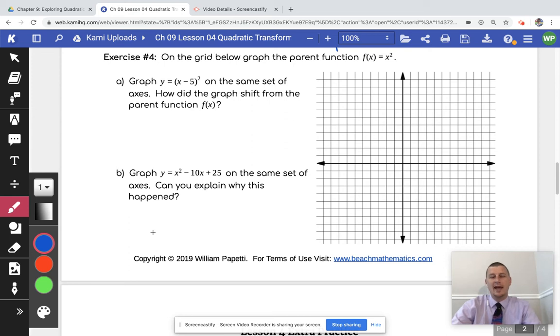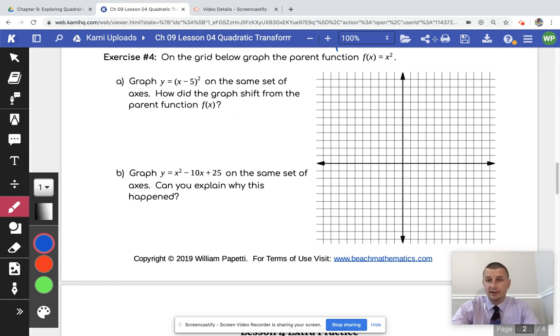Hi there and welcome back to another Papetti Math YouTube video tutorial where we are going to finish up lesson 4 on quadratic transformations right now with exercise number 4 that says, on the grid below, graph the parent function f of x equals x squared.